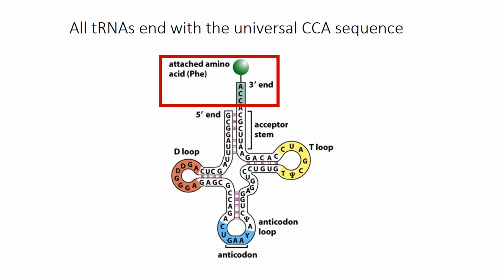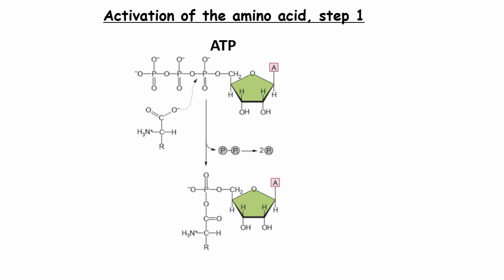The amino acid is attached at the 3' end of the tRNA. So you see this CCA ending. This is basically a universal signature of all tRNAs, and the coupling of the amino acid will then be catalyzed exactly onto this A. We will need ATP for the activation of the amino acid. So this is going to happen in 2 steps.